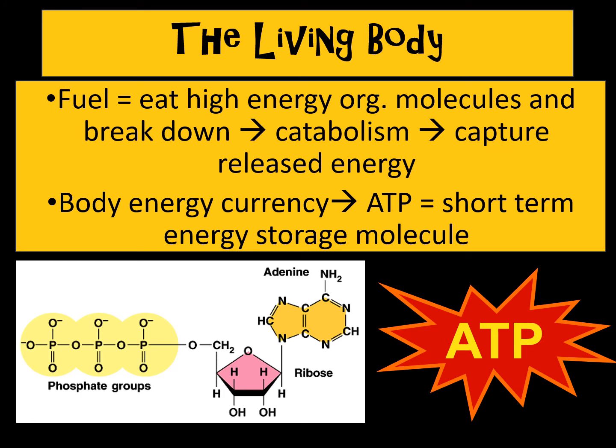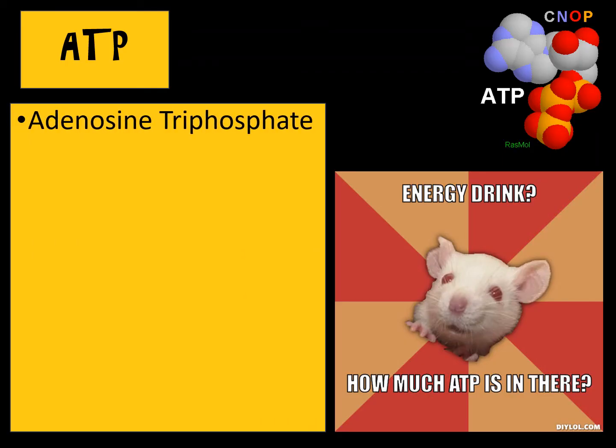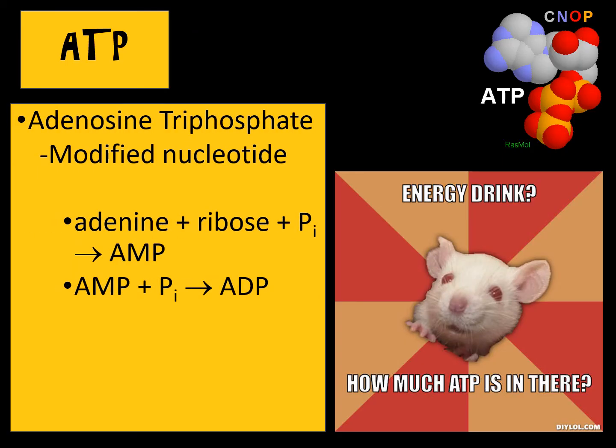It looks like this here on the screen. It's made of one adenine nitrogen base, 3 phosphate groups, and the sugar ribose. So that molecule there is how we store our energy. And when we want to use our energy, we break this molecule apart. So ATP stands for adenosine triphosphate, and it really is a modified nucleotide.